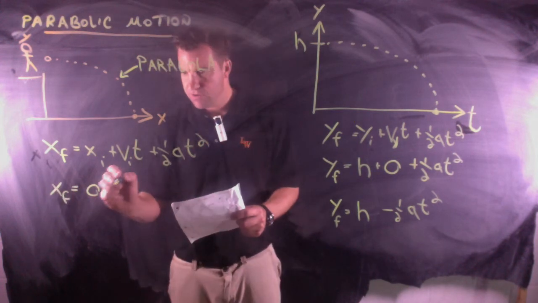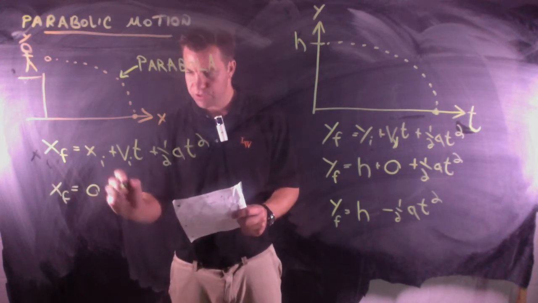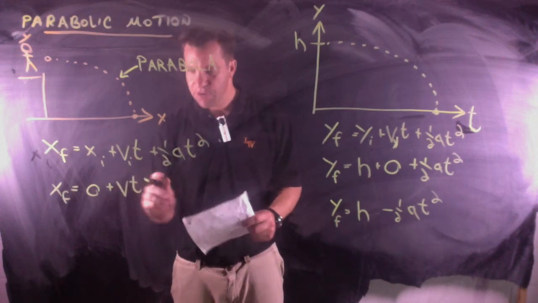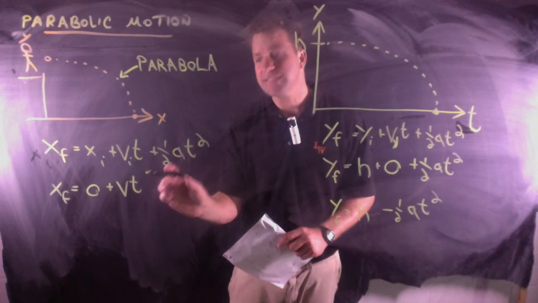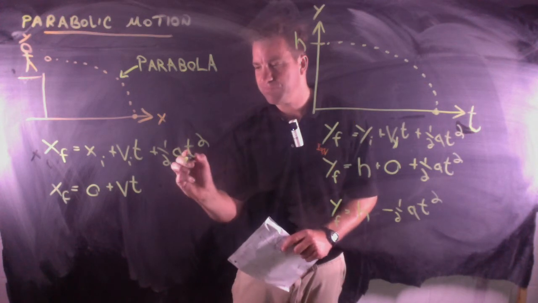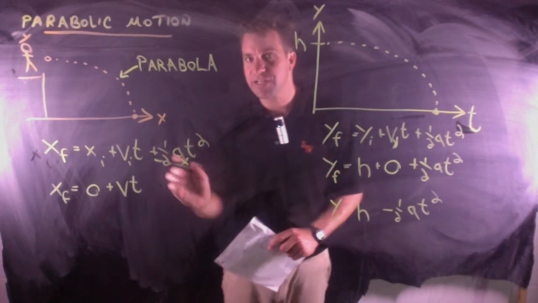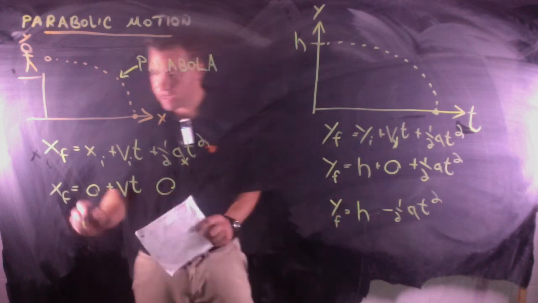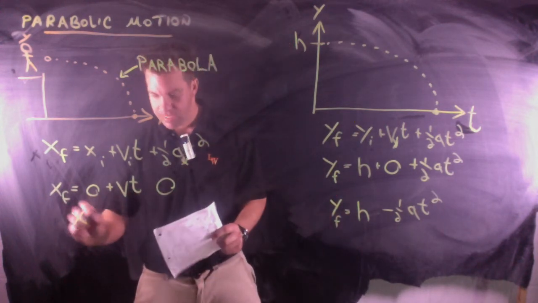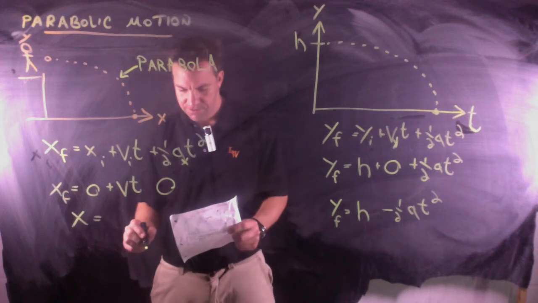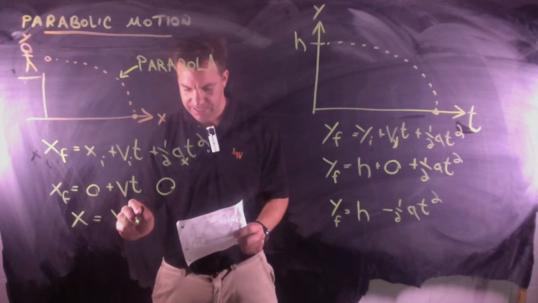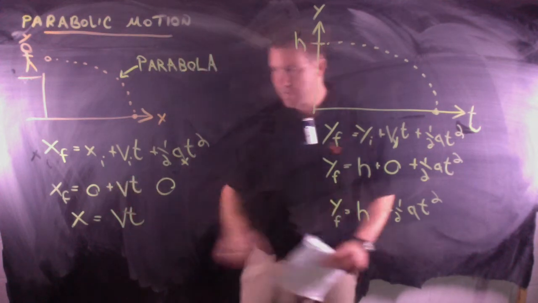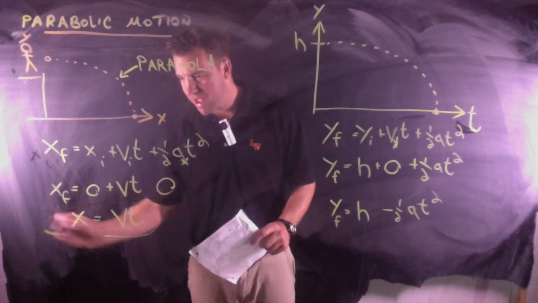So x as a function of time: we have vxi times t plus, what is a sub x for projectile motion? There's no acceleration, so it's 0. So now we get an equation: x equals vxi times t. I have my y here, I have my x here.